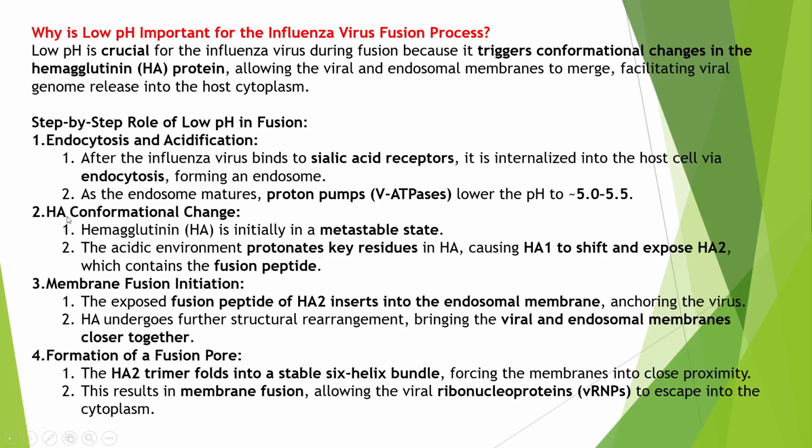Then due to this, the HA changes its conformation. The HA is initially in a metastable state. Due to the acidic environment, it protonates the key residues of HA. Since the proton pump is active, you have proton flux, which leads to lower pH. So this protonates the key residues in the HA protein. Then the HA1 shifts and exposes the HA2 part.